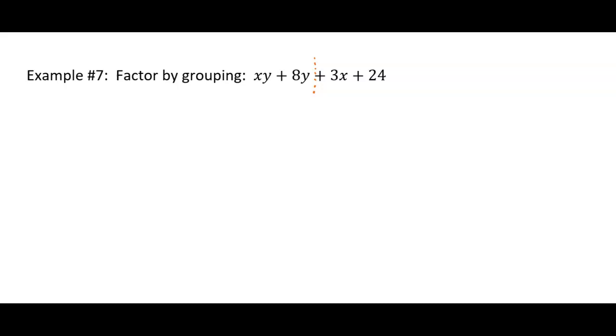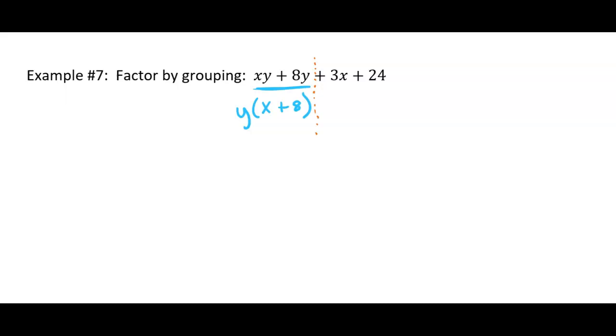Okay, now look at the first 2 terms. Just the first 2 terms. What do they have in common? What is their GCF? Well, they both have a y. So take out the y, and you have x plus 8. Okay? So that's the first part. Now, maybe I should extend my dotted line here. Okay.